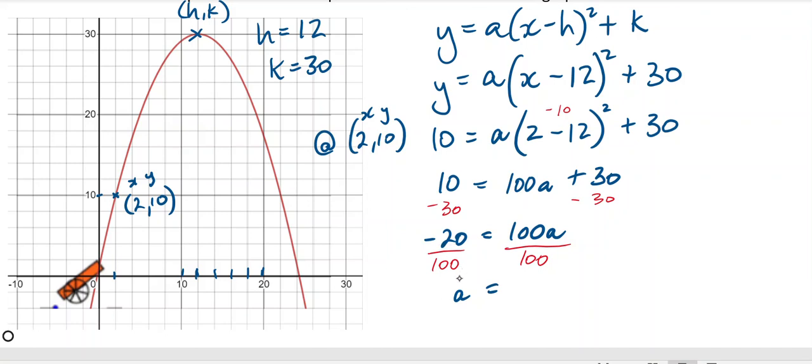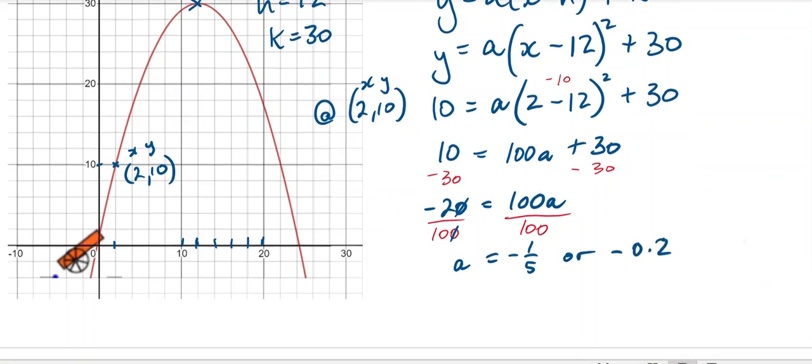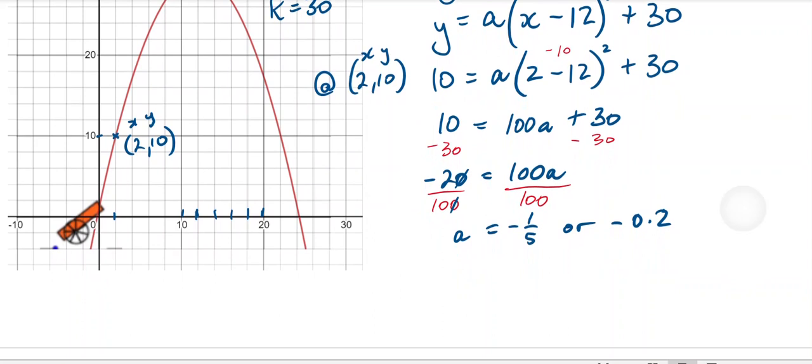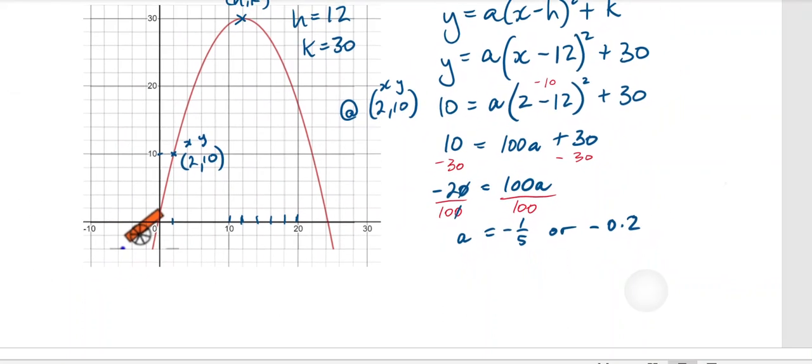Now at this stage you could get out your calculator, that's no real drama, but let's see, we can divide both sides by 10. Negative 2 over 10 is negative 1/5, or if you put it on the calculator and press S-D, it will tell you negative 0.2. Now you can write that either way, it doesn't really matter.